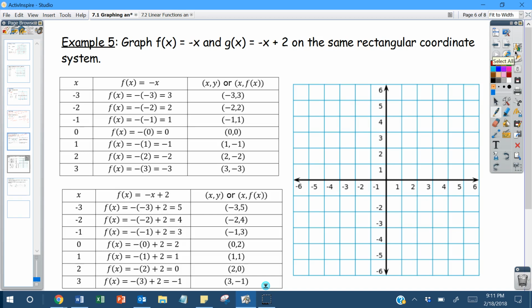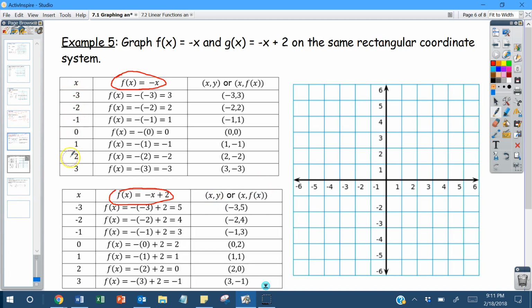All right, there's a few other things I want to show you. This example asks us to graph two functions on the same rectangular coordinate system. Again, to save time, I went ahead and picked out some x values. This is one function, f of x equals negative x. This is another function, f of x equals negative x plus 2. And I just wanted to show you a few things.